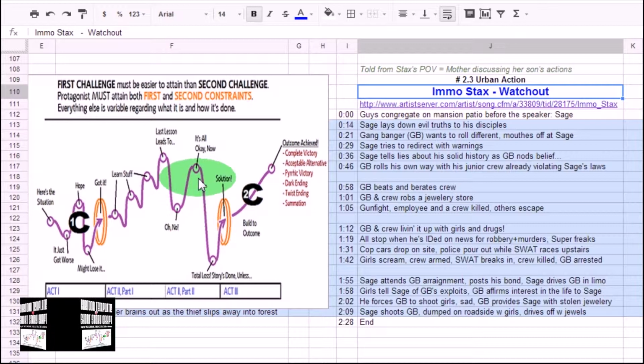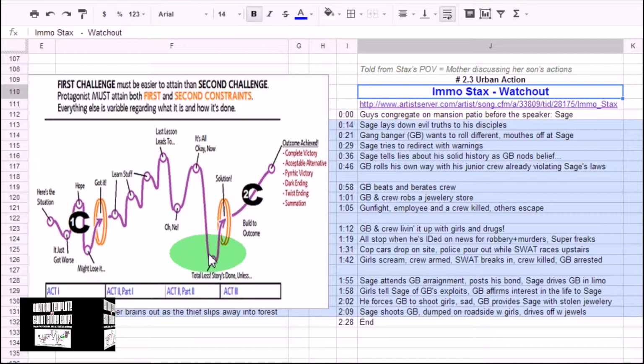Outside, we'll have a bunch of cop cars dropping in on site. Police pour out while SWAT races upstairs. The girls start to scream. The surviving crew members have all armed themselves. SWAT breaks in the doors. The armed crew members are all shot and killed, and Gangbanger is arrested. So this would be the low point of the story.